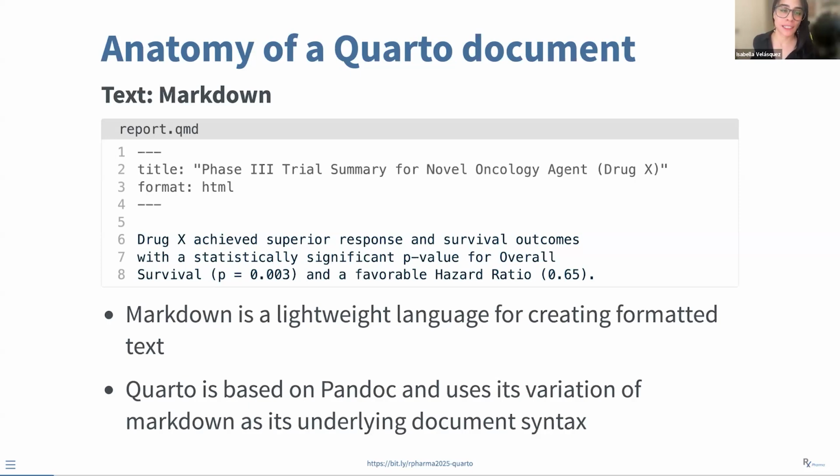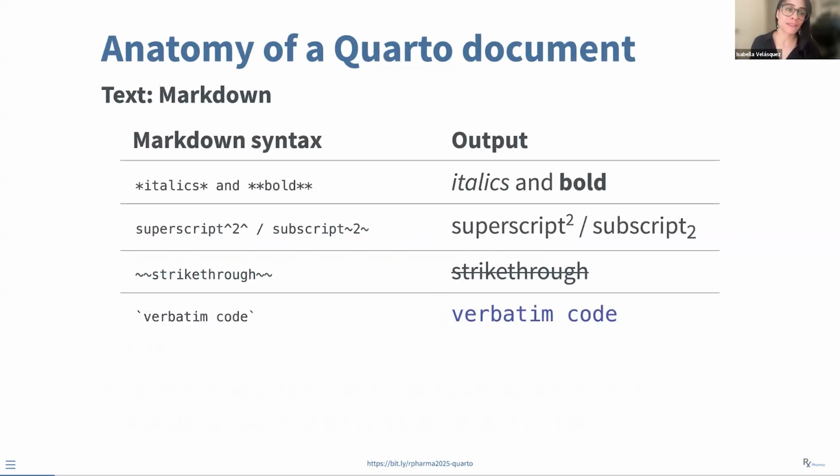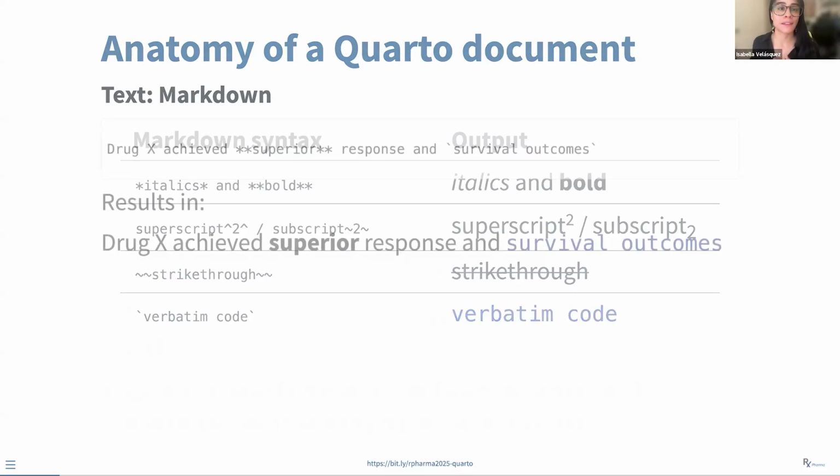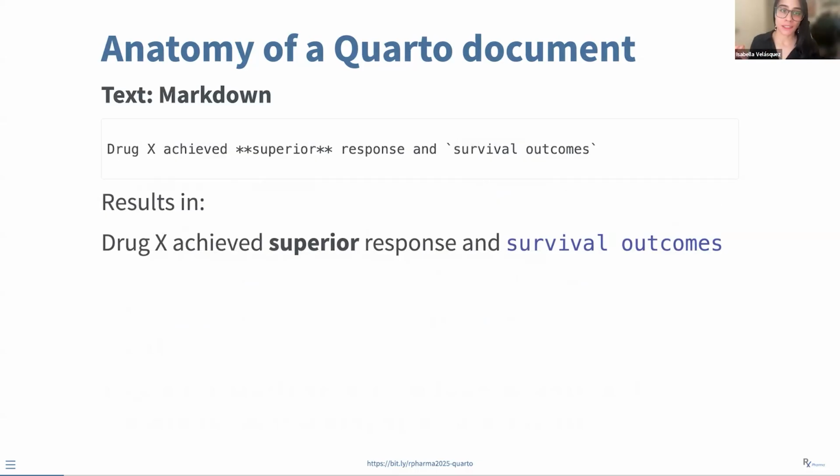An example of how to style with Markdown: if you want italics, you could put asterisks. If you want to bold, you could do 2 asterisks. And here are a few other examples. Within the text in your Quarto document, you would use this kind of syntax, and when you render it, you get the result where it looks different, like you would if you were to bold something in Microsoft Word or something like that.